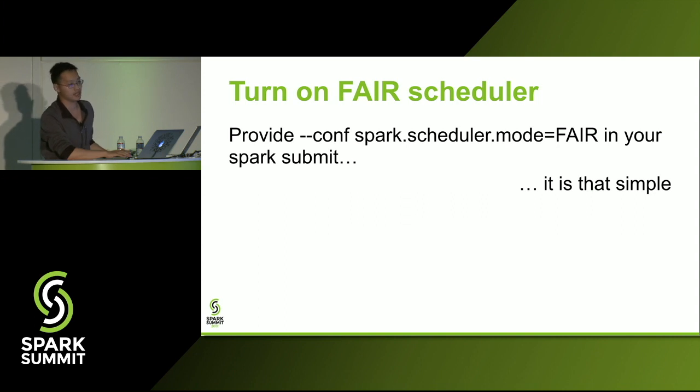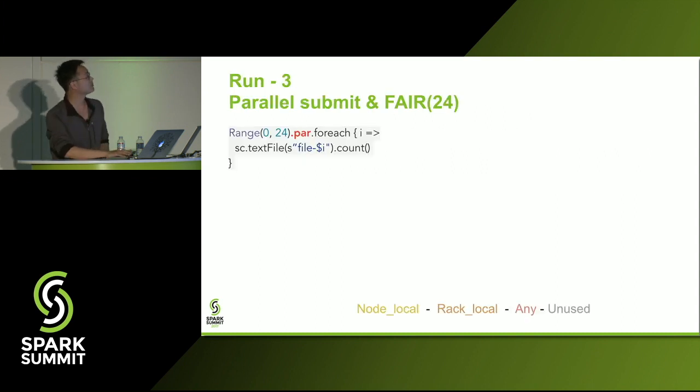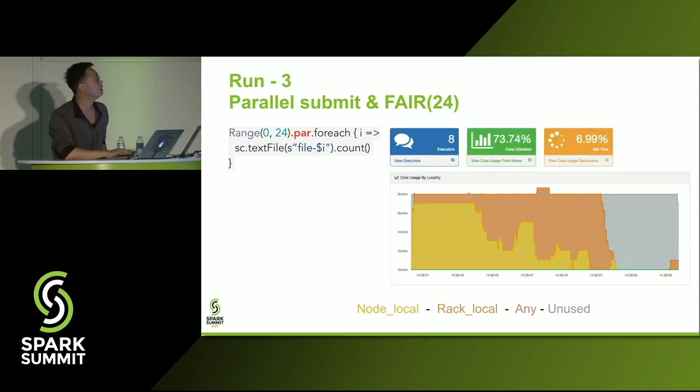So turning it on is simple. Provide a configuration in your Spark submit without changing your code. You can get that instantaneously. And the code is still the same. You do a range and do a par, and then for each one you read the file. What it looks like, wow, it's like the red part simply went away.